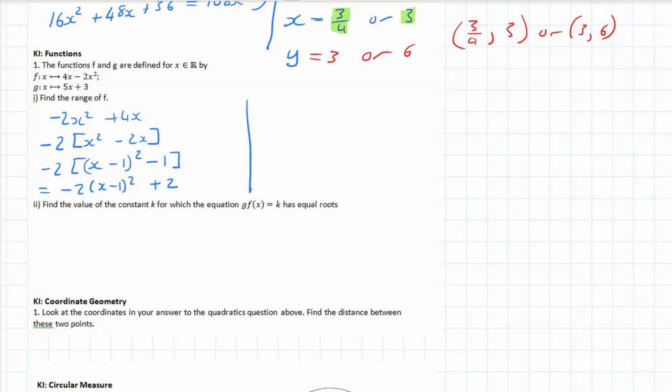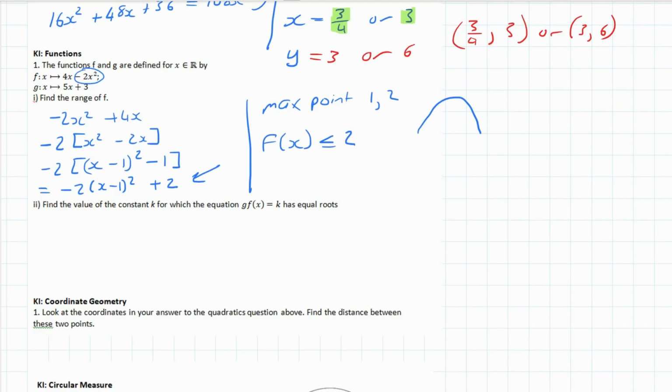Now that means that the range, so this is a maximum point. Why is it a maximum point? Because we have a negative x squared, which looks like this. So maximum point, and that will be at (1, 2), and therefore the range is f(x) is less than or equal to 2. Now for the next bit here, we've got to find the value of the constant k for which g of x equals k has equal roots.